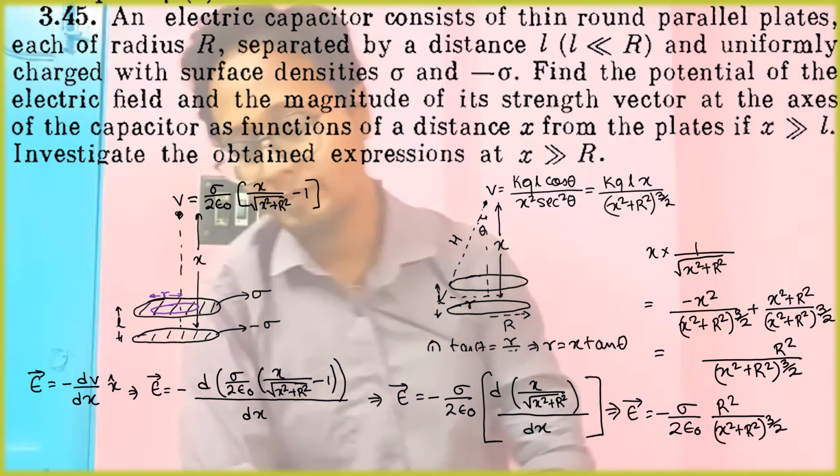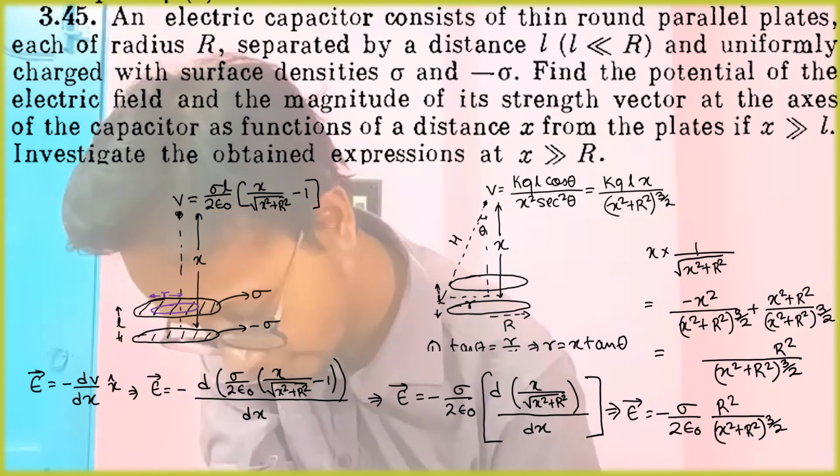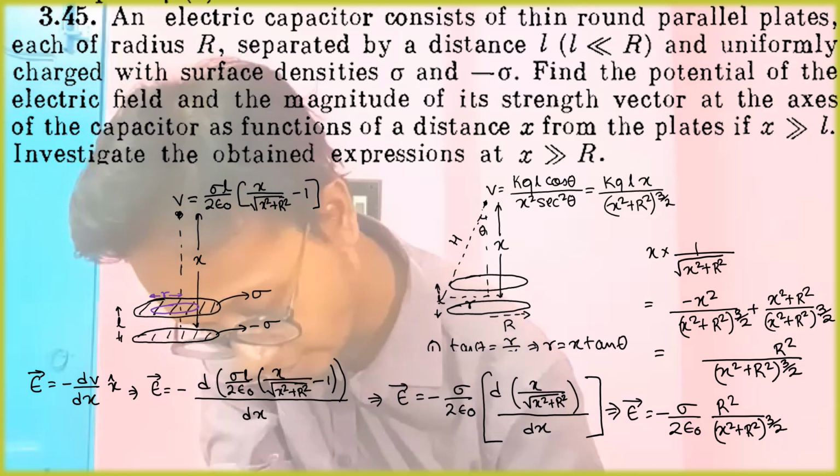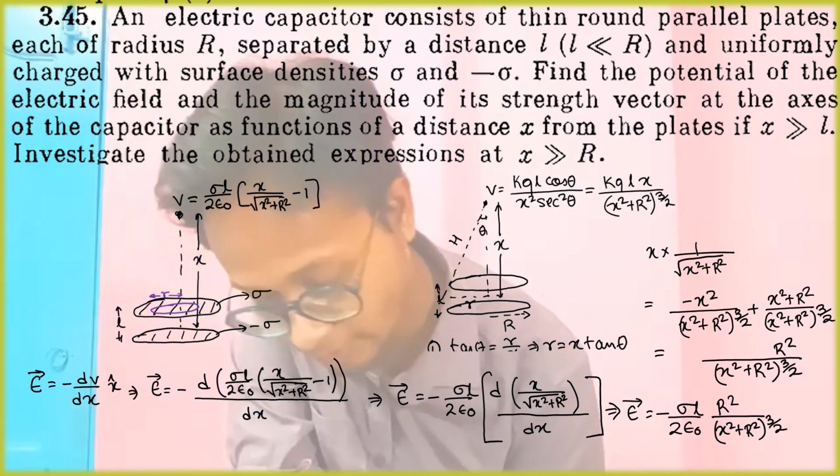Understood this one? One more thing, I forgot to pull L out here. So L would be out here. See the previous thing, sigma L r naught.